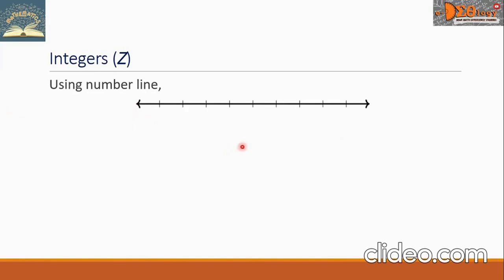Using the number line, we write in the middle the 0, and on the right side are 1, 2, 3, 4, and so on. These are the positive numbers. On the left side of 0, we have negative 1, negative 2, negative 3, negative 4. And we call this the negative numbers.